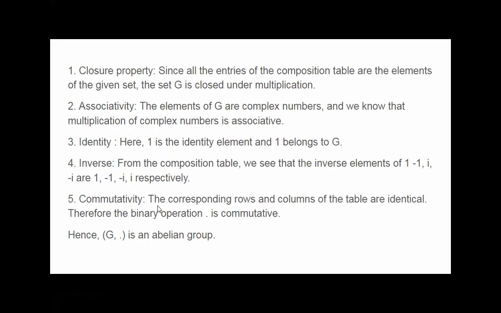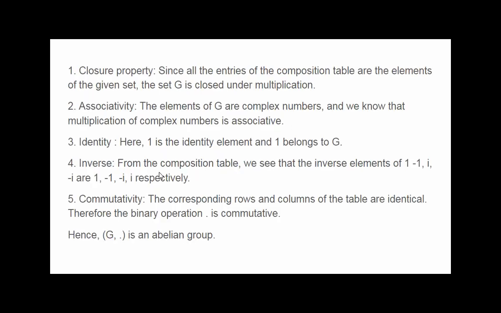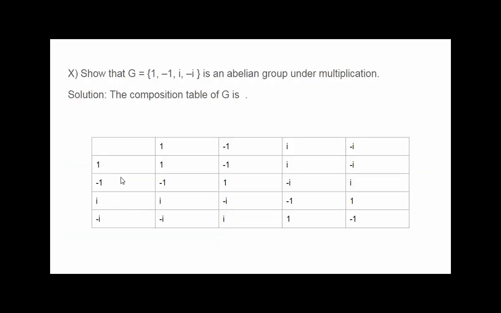Then we consider commutativity. What about this one? The corresponding rows and columns of the table are identical. Therefore, the binary operation multiplication is commutative. Okay. Here, multiplication is commutative, we know that. But the statement they have given is, see all the rows and columns, those are same.